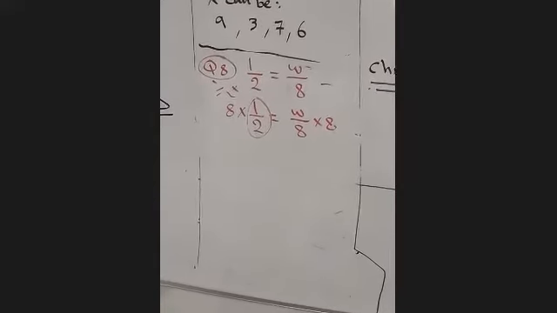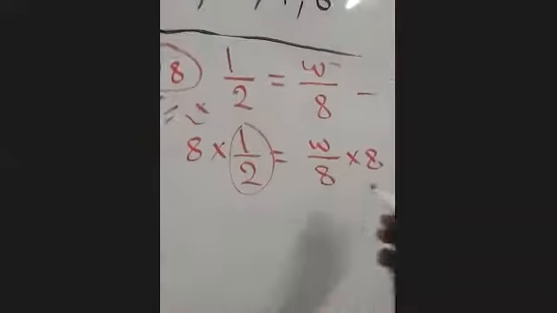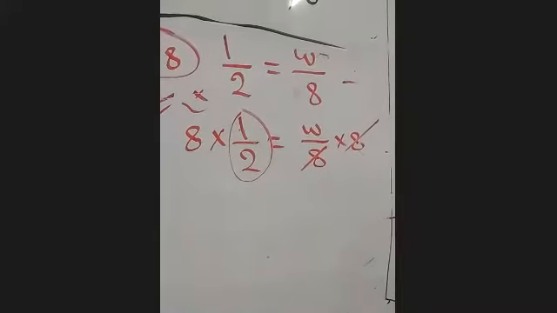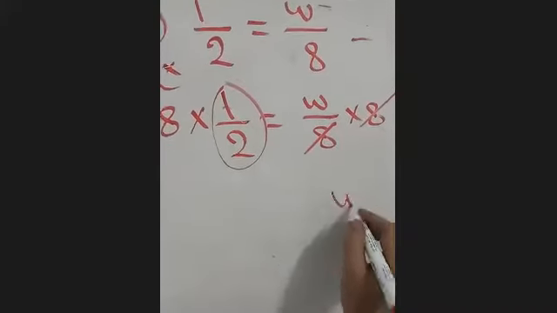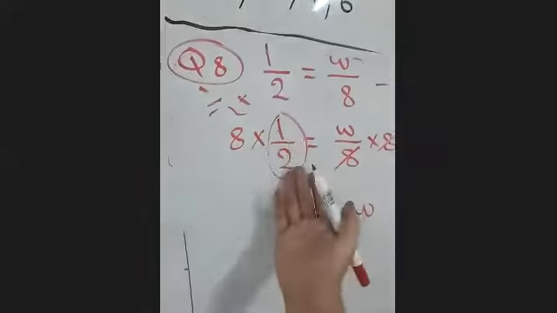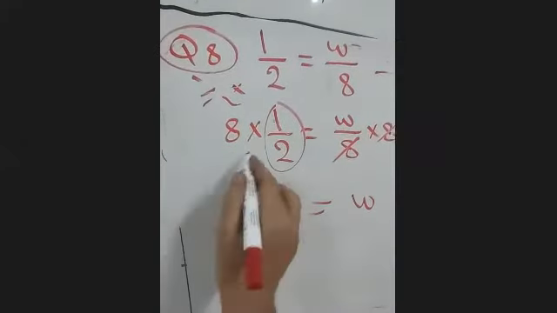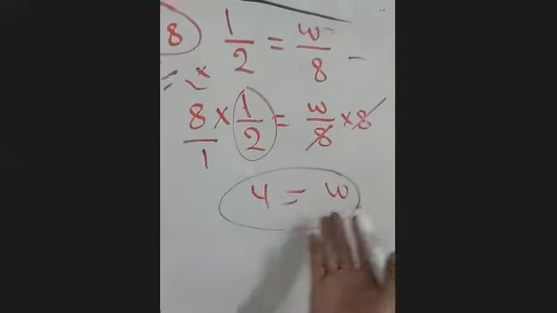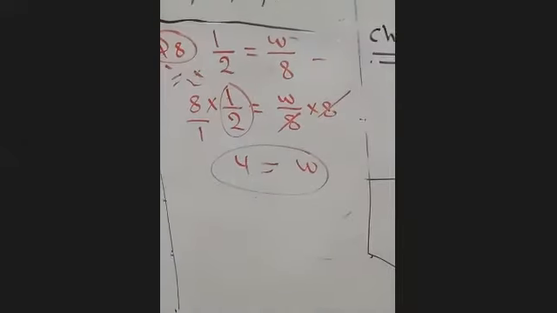Now here we will cross the 8s. We cross them. Got it? Yes. Now here is still W. And here what we will do, half multiply 8. This is over 1 and do multiply, it will be 4. So W equals what? 4.